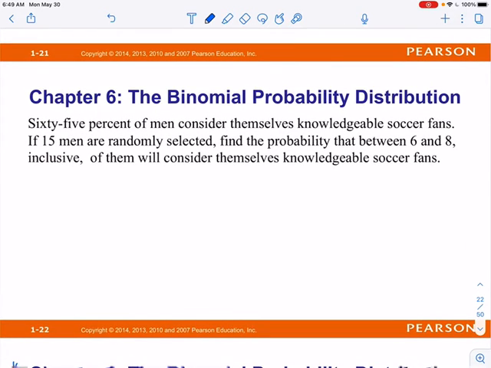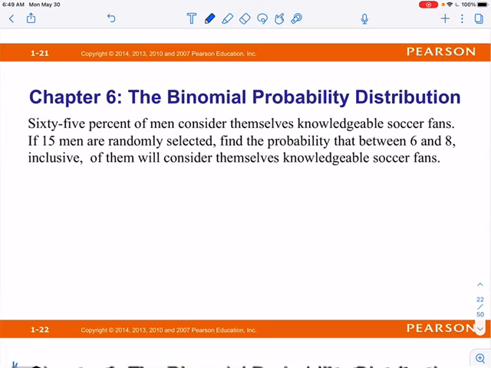Okay, and this one we have 65% of men consider themselves knowledgeable soccer fans. If 15 men are randomly selected, find the probability that between 6 and 8 inclusive of them will consider themselves knowledgeable soccer fans.